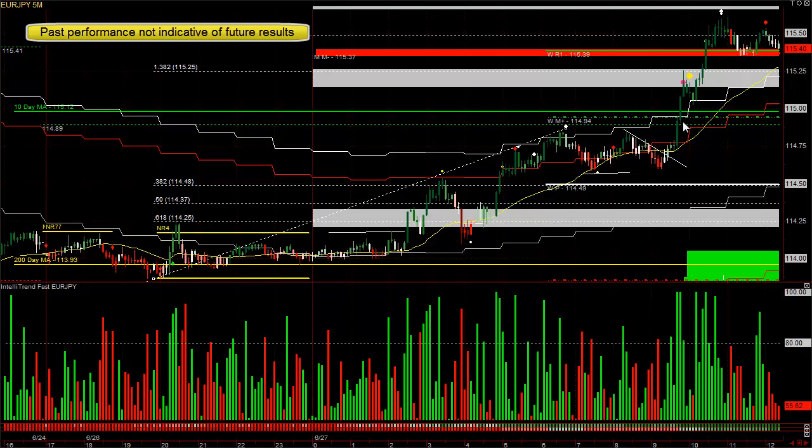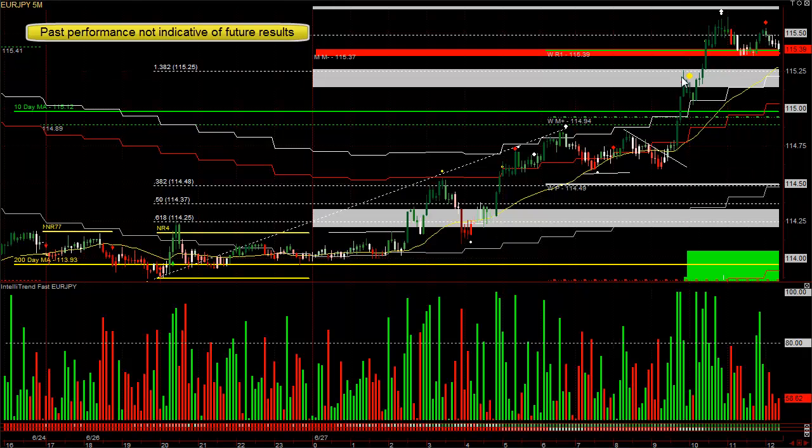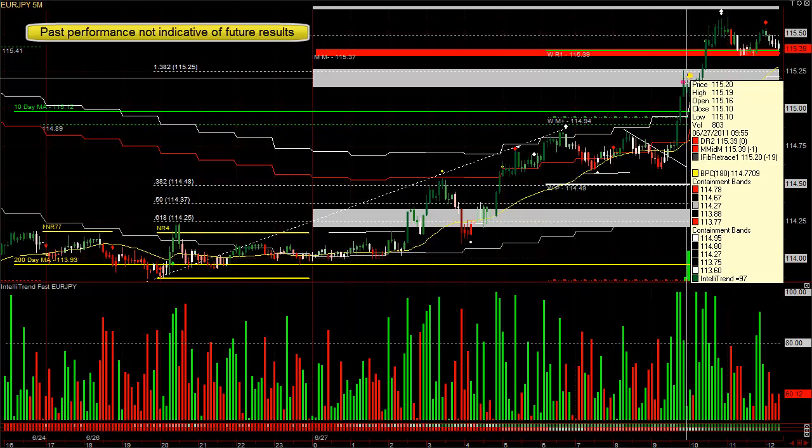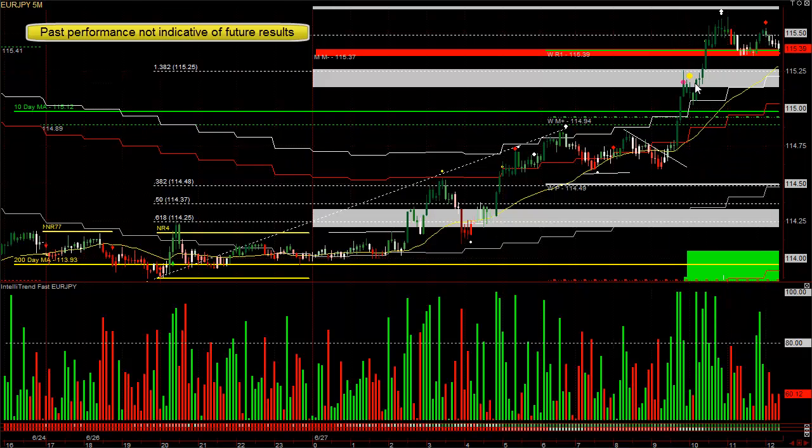10-day moving average, weekly pivot, and above that is my fib level. This would be really where I would get out of this trade at, because it's usually not likely to continue that far above the 2.2 containment band. You know, and this one was so strong that it did. But this, you know, 115.20 makes a high probability target. If you're in that trade, you made another 50 pips.